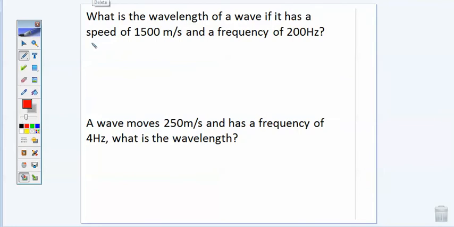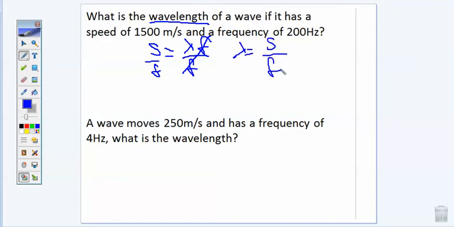Okay, now when we read this next example problem, it says, what is the wavelength? So now we're trying to find the third piece of the puzzle. If we go back to the original equation where speed equals the wavelength times the frequency, now we're trying to solve for the wavelength. So we would divide both sides by the frequency. Frequency over frequency cancels, that goes to 1. So the wavelength is the speed divided by the frequency.